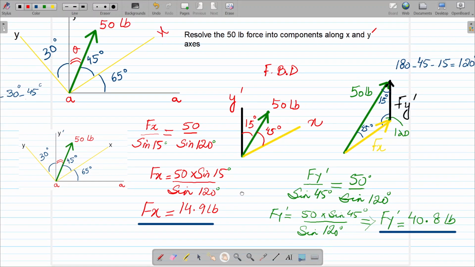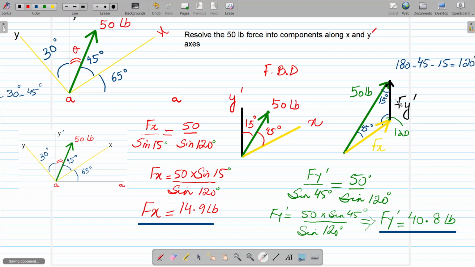First of all, we want to calculate Fx. We know that for Fx, the angle opposite to it is 15 degrees, so it will be Fx upon sine 15 degrees. The other ratio of the sine law is the 50-pound force, and the angle opposite to it is 120 degrees, so it's 50 upon sine 120. When we simplify this equation, we get Fx equals 50 times sine 15 over sine 120. We get Fx equals 14.9 pounds.